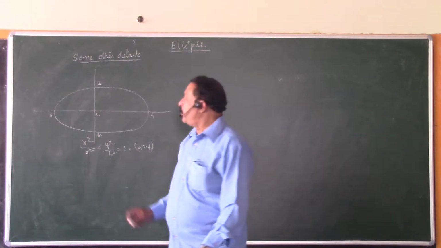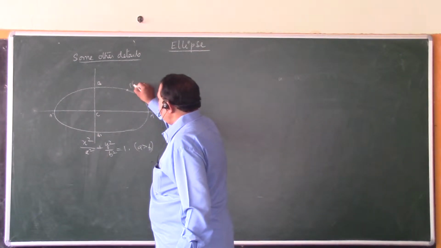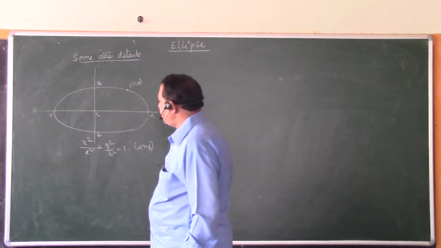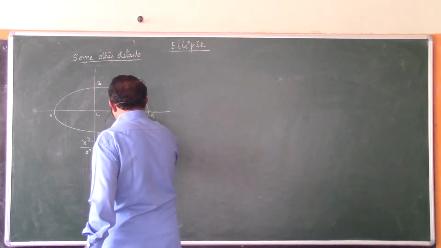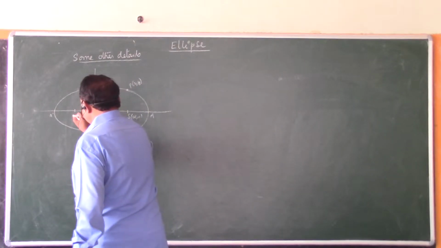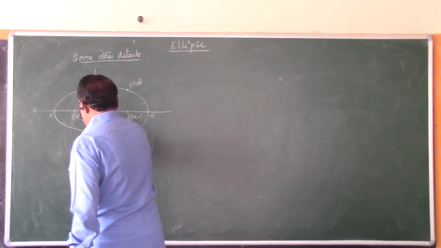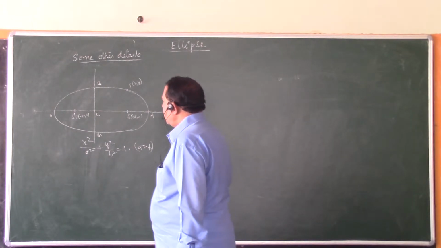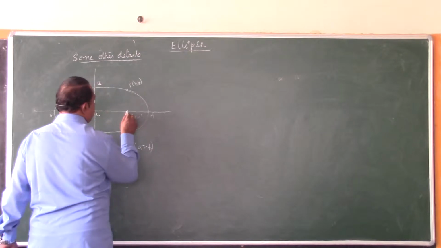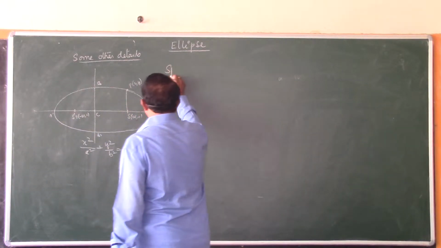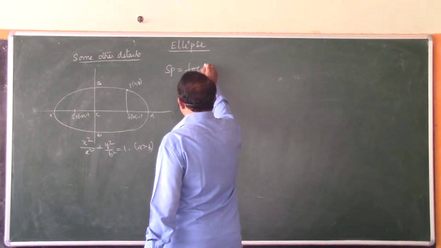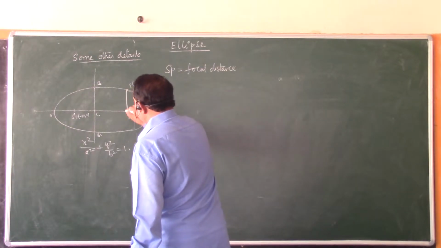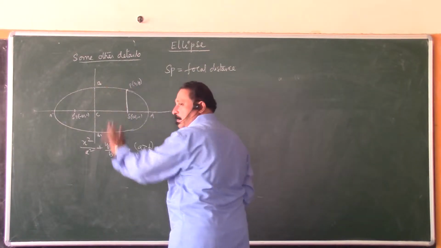And I will consider any point P, say x comma y, on the ellipse. P be any point on the ellipse. S is the first focus, which is ae comma 0. S dash is the second focus, which is minus ae comma 0. Now, I will join SP. Join SP. Then what is this length SP known as?